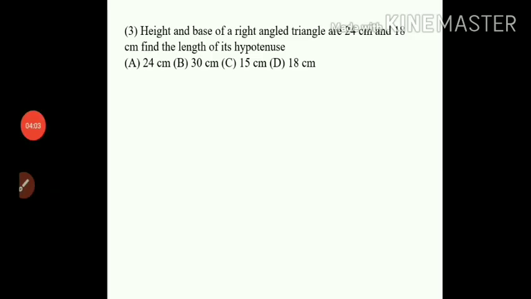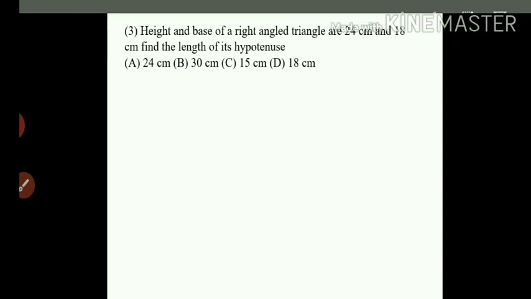Now question number 3 is about the height and base of a right angle triangle. Again the right angle triangle is given, where height is 24 and base is 18. Find the length of the hypotenuse, which means again we will be using the Pythagoras theorem. See, 4 options are given.